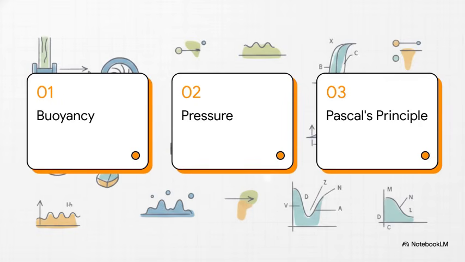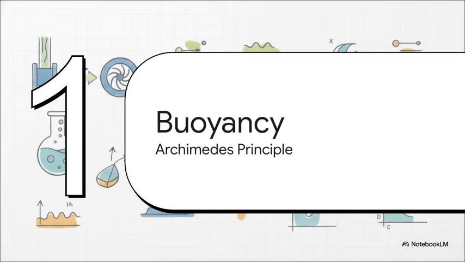All right, here's our game plan for today. We're splitting this study session into 3 bite-sized sections. First up, buoyancy and Archimedes' principle. Then we'll tackle pressure. And finally, we'll master Pascal's principle. Step by step, we'll conquer them all. Okay, let's jump right into section 1, buoyancy, or as it's called in Arabic, al-tafu.